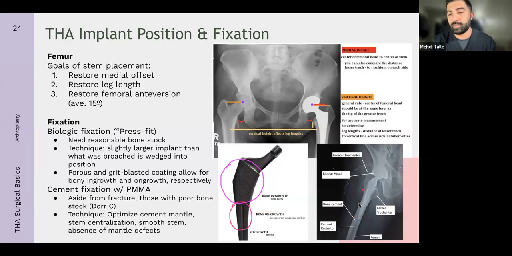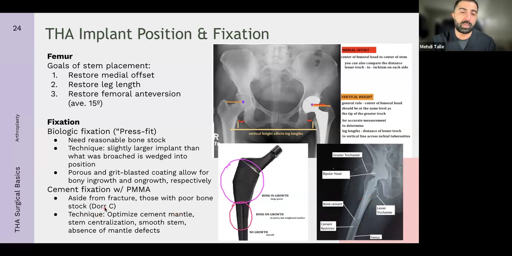Or you can use what's called cemented fixation, where you may use a more smooth implant, but use the cement to act as a grout to catch and capture onto the bone around the implant, and then really encase the implant in a stable fashion. This is typically used in the elective arthroplasty space for older patients.